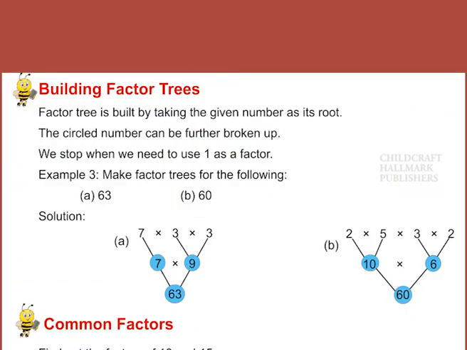Building factor trees. A factor tree is built by taking the given number as its root. The circled number can be further broken up. We stop when we need to use 1 as a factor. Example 3. Make factor trees for the following: 63, 60. Solution.